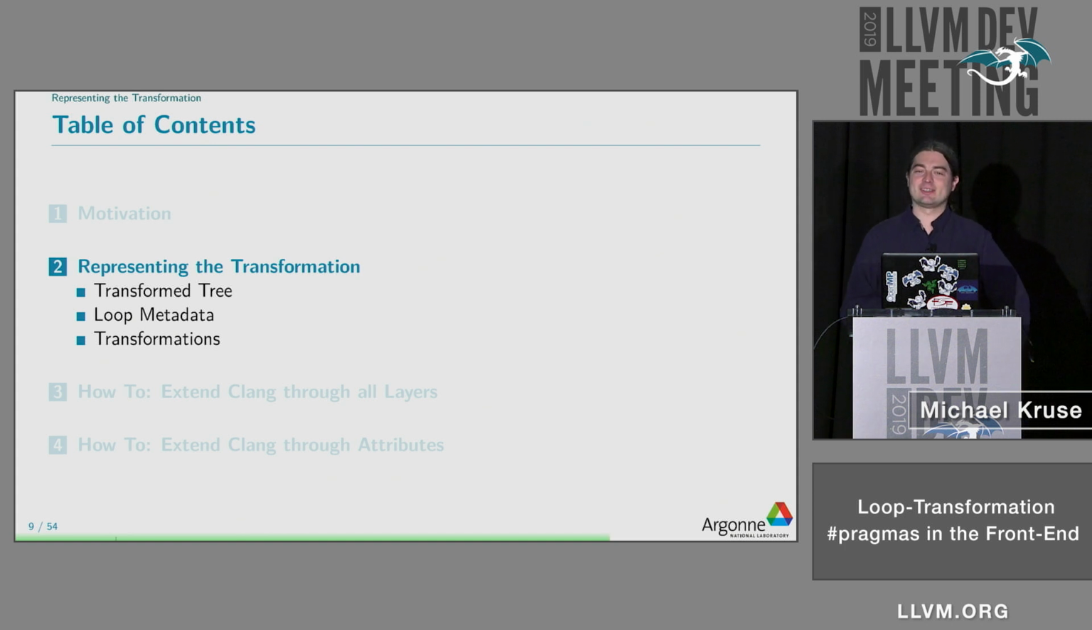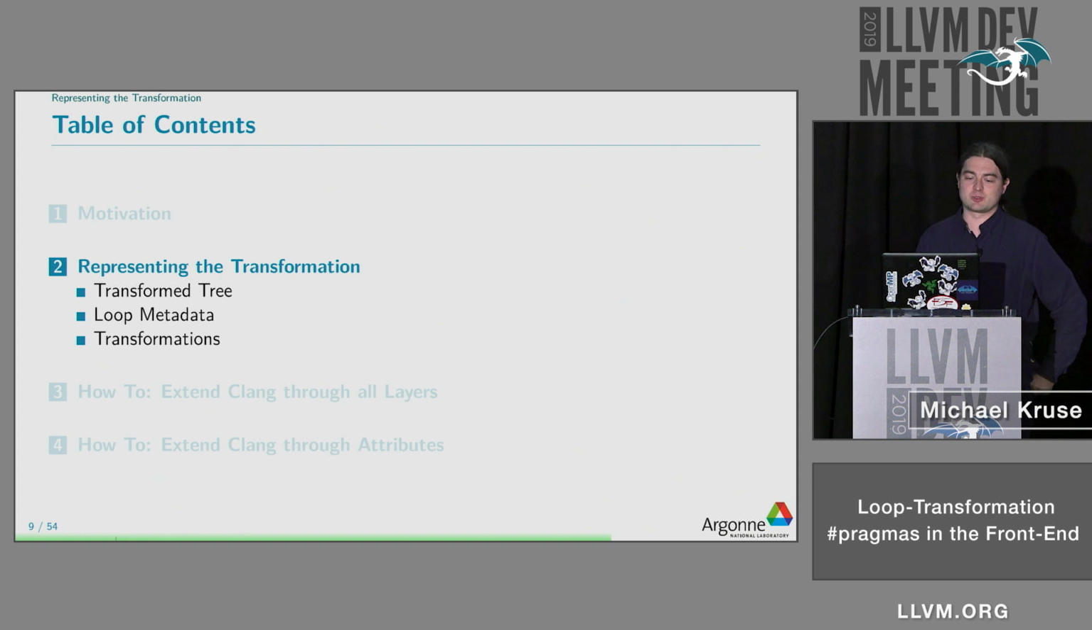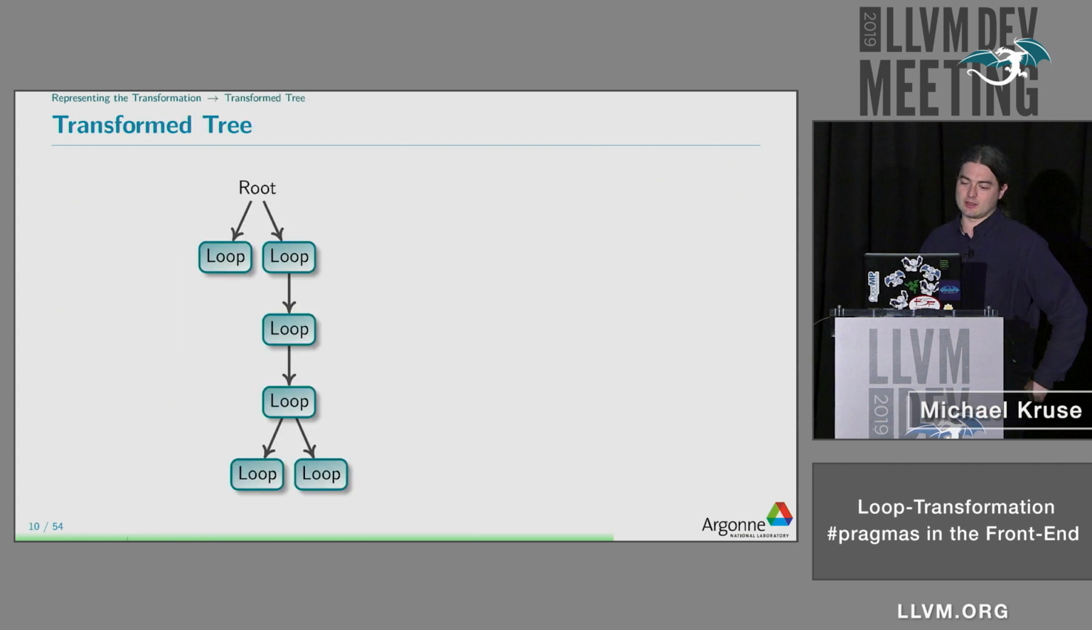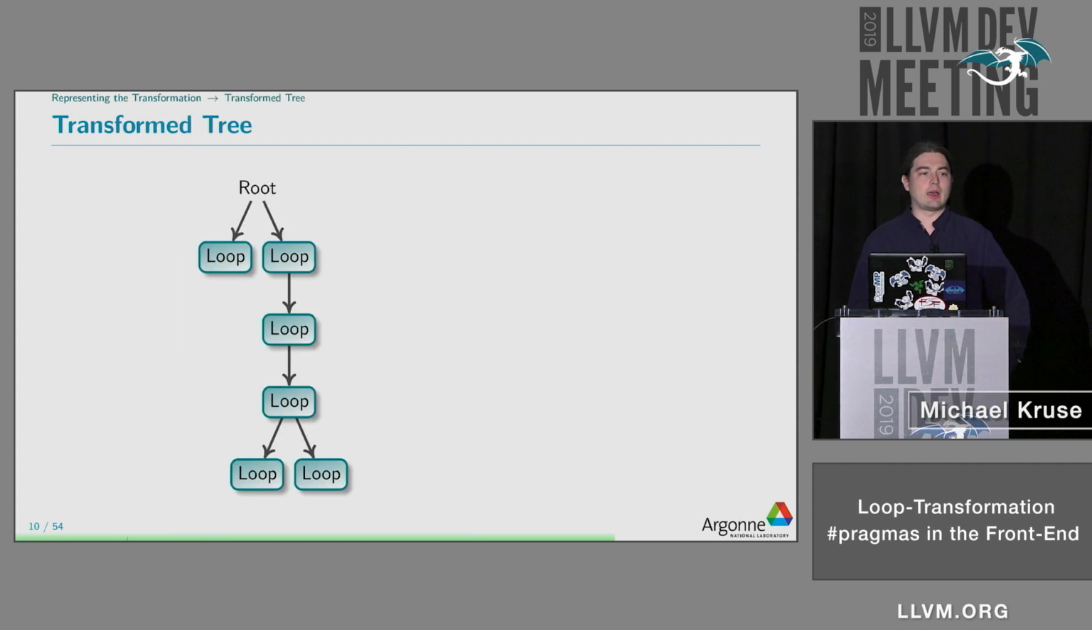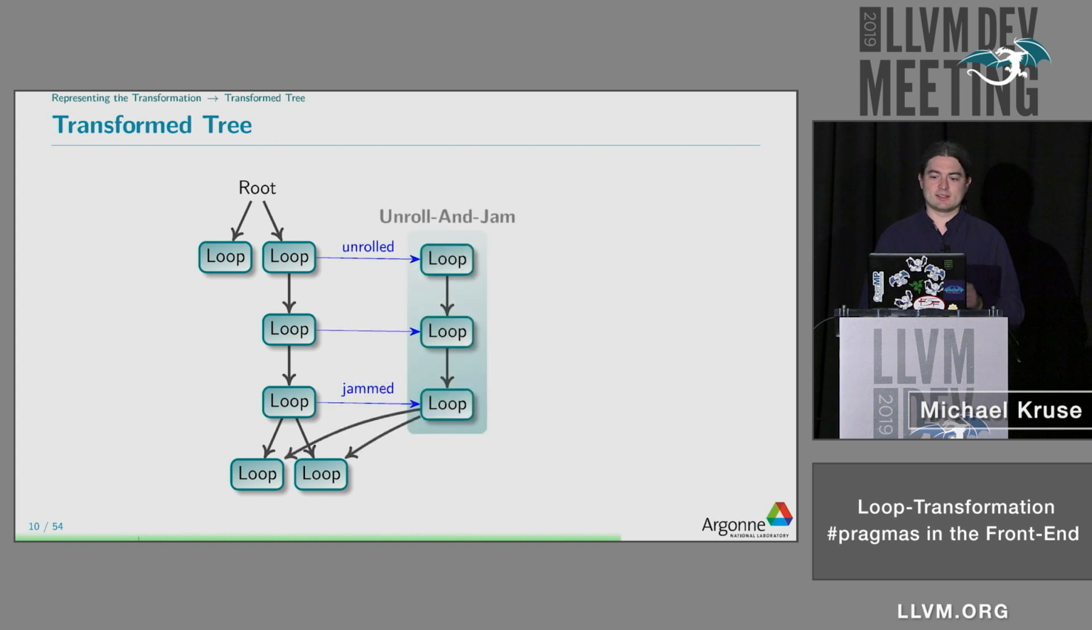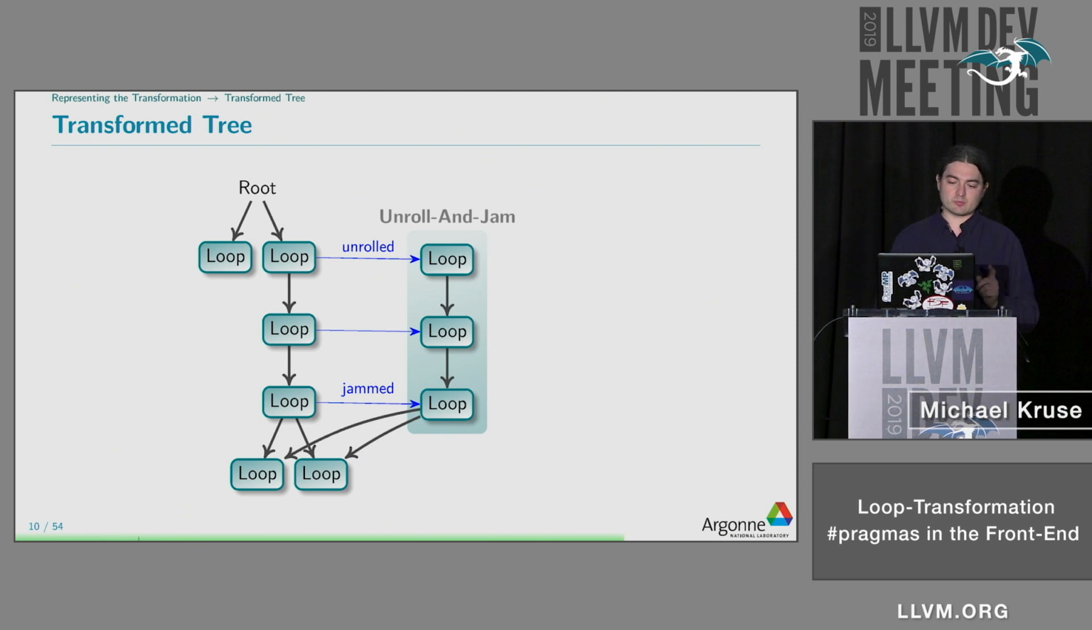So, first, let's go into the specific part just for this loop transformation. How do we represent loop transformation inside the front end? The data structure I came up with is what I call a transform tree. This is a loop nest of your code, with loops nested in loops. Then you apply a transformation on it. In this case, let's apply an unroll and jam. The unroll and jam will modify some of the loops, and you point from the old structure, the original loop structure, to the new one, what it's transformed into.